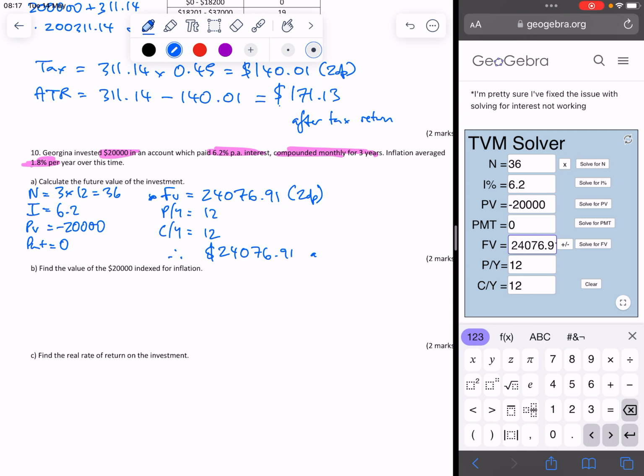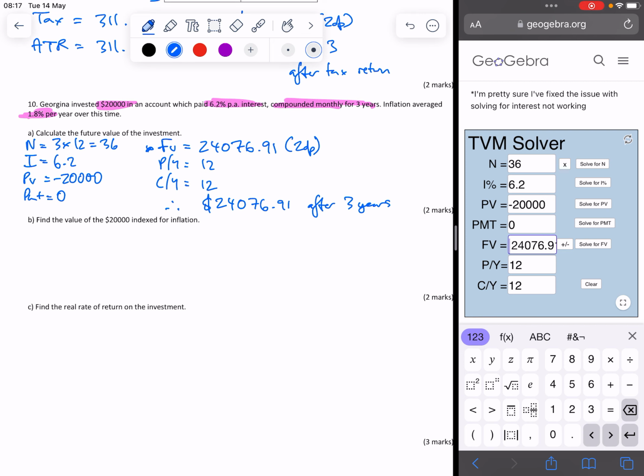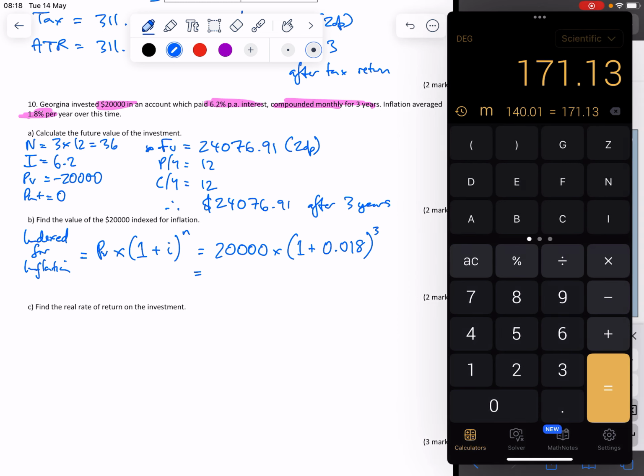Find the value of 20 grand indexed for inflation. So the formula for indexing for inflation is equal to the PV times 1 plus the inflation rate as a decimal, to the power of N, which is the number of years of inflation. I want to index 20 grand for inflation, so PV is 20,000 times 1 plus the inflation rate. The inflation rate was 1.8%, so 0.018. Number of years of inflation was 3. So use BEDMAS. 1 plus 0.018 first is 1.018.